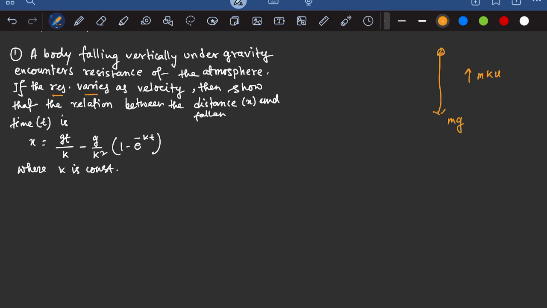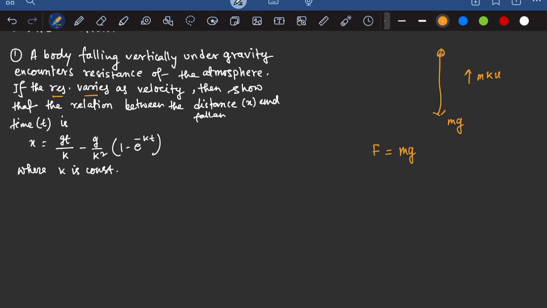As per Newton's law, F is equal to mg minus mku, where u is the velocity of that particle. Now this F can be written as m into du/dt, that is equal to mg minus mku.